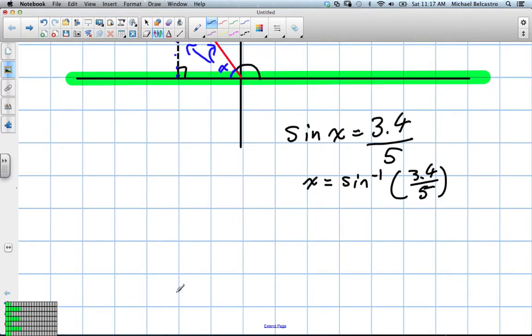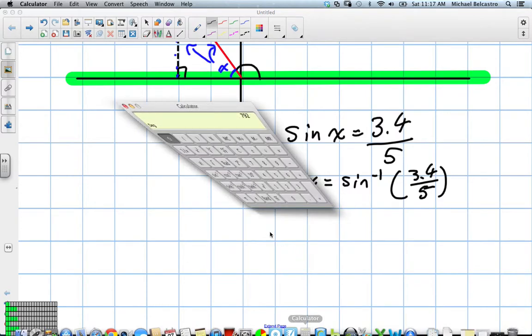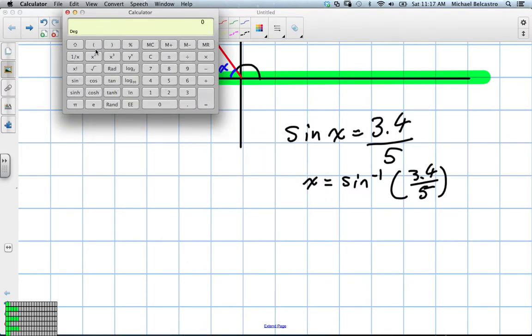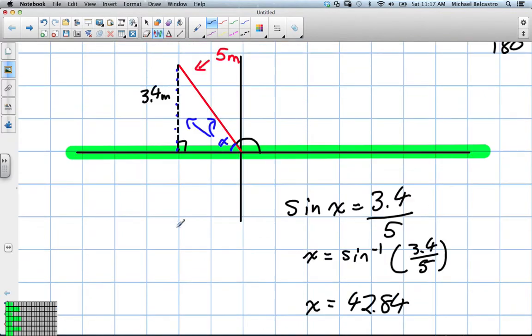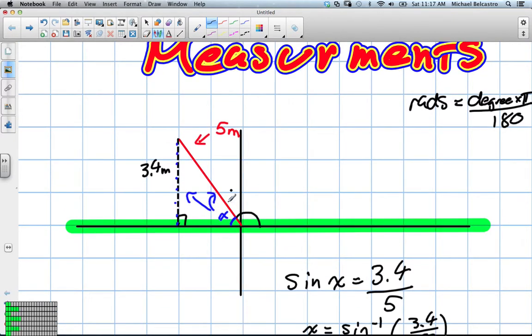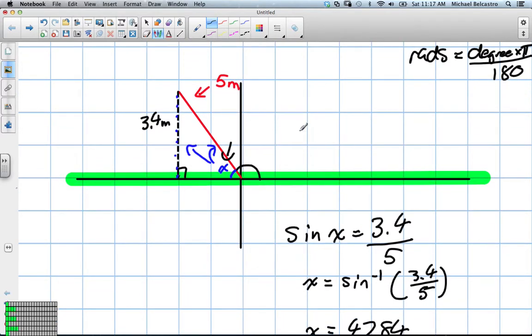Okay? So let's bring a calculator up here. 3.4 divided by 5, sine inverse, 42.84. Okay? X is equal to 42.84. Okay, well, we have that. Essentially what that means is this angle X is 42.84. Now, we can convert to radians now.